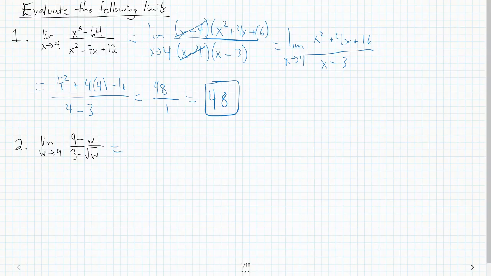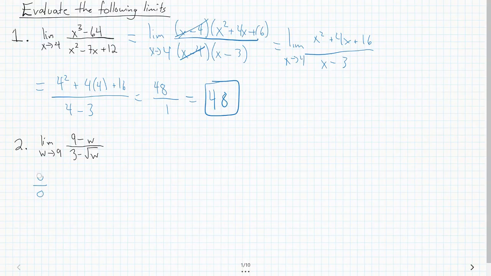So, rather than write that there, first thing you could do, I'll write it down below. Plug in. So what do we get? We get 0 up top because 9 minus 9 is 0, and then 3 minus the square root of 9. The square root of 9 is 3, so we get 0 over 0. So we have some work to do here once again.